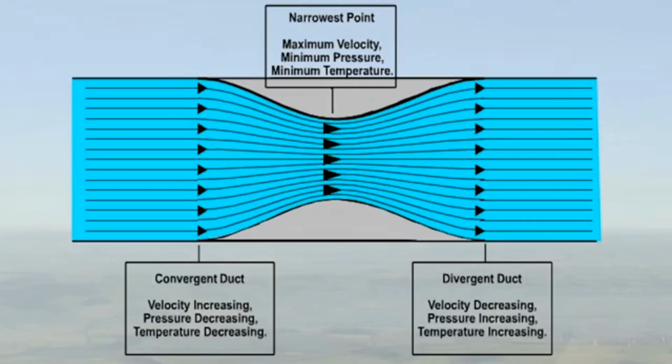Bernoulli's theorem states that the total energy in a moving fluid is constant. The fluid possesses energy because of its pressure, temperature, and velocity. If one of these changes, one or both of the others must also change to maintain the same overall energy.